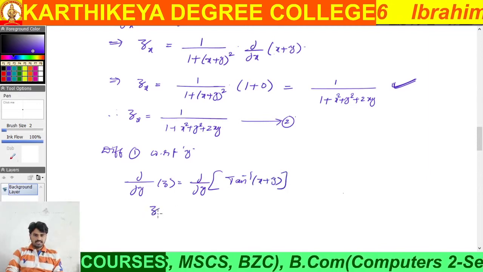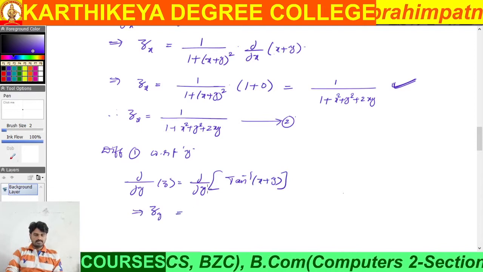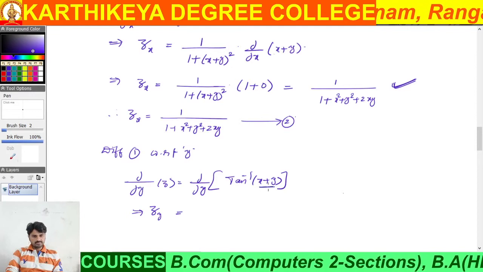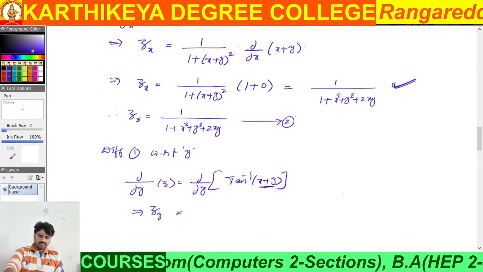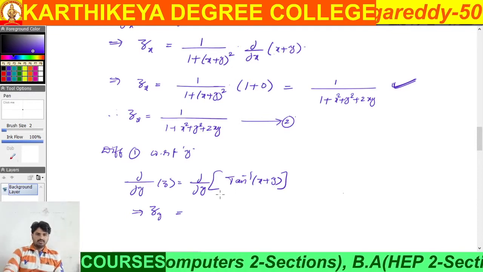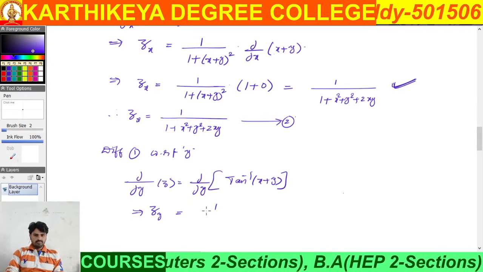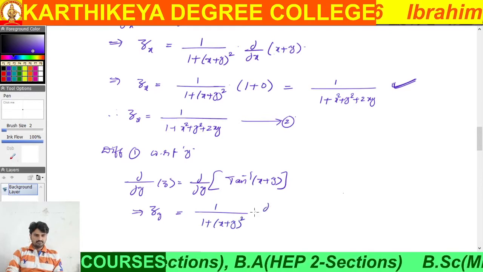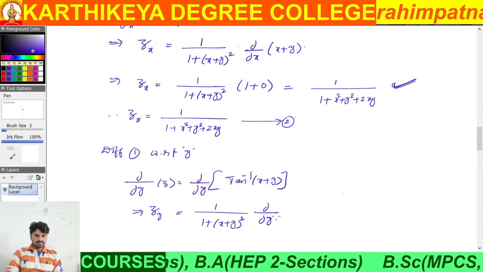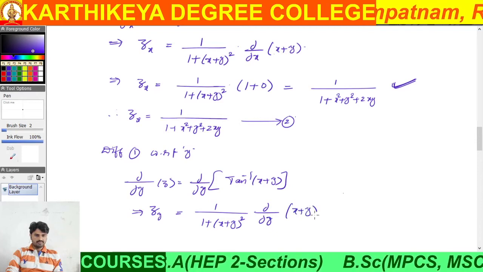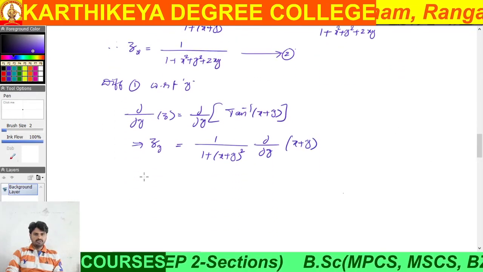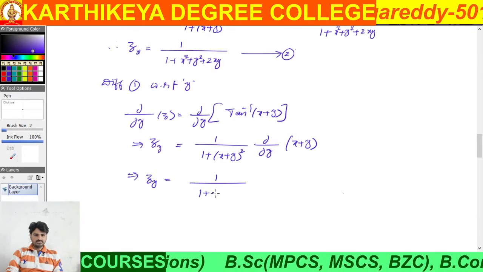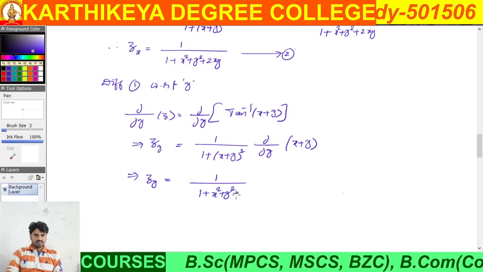So that is z_y equals the derivative of tan inverse x. Again you are going to differentiate with respect to y here. In this one it will contain the y variable also. Now we can write 1 by 1 plus x squared, meaning x plus y whole squared. Again differentiating with respect to y, x plus y. Now if you continue this process, z_y equals 1 by 1 plus x squared plus y squared plus 2xy.